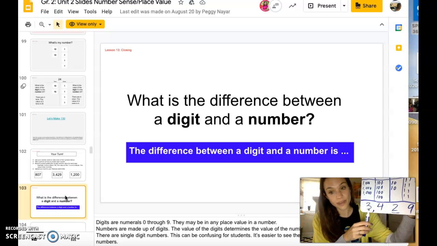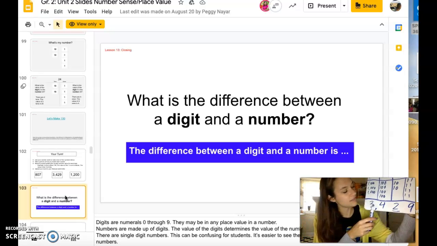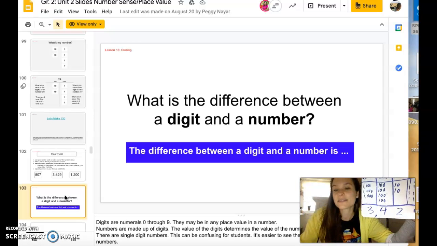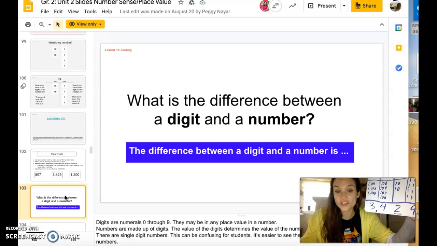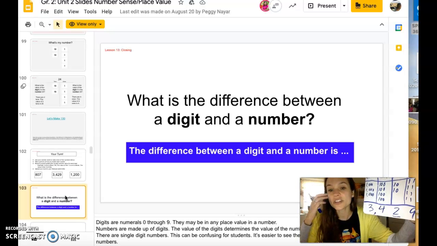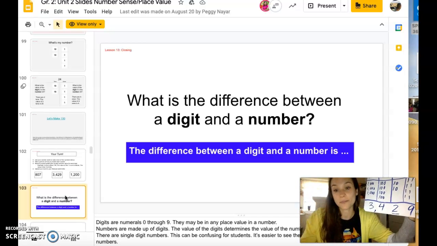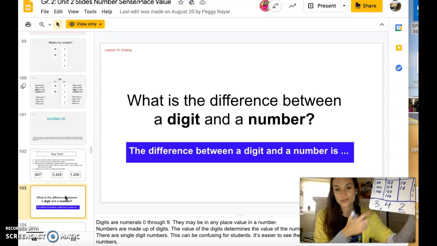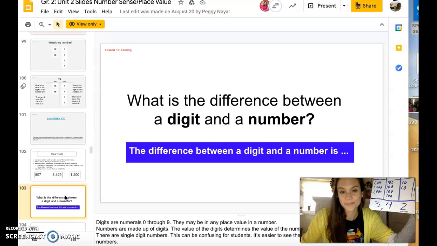So this digit is in the thousands place, this digit's in the hundreds place, this digit's in the tens place, and this digit's in the ones place. Okay? Numbers are made up of digits. The value of the digits determines the value of the number. So the value of this digit is thousands, so it's 3,000.